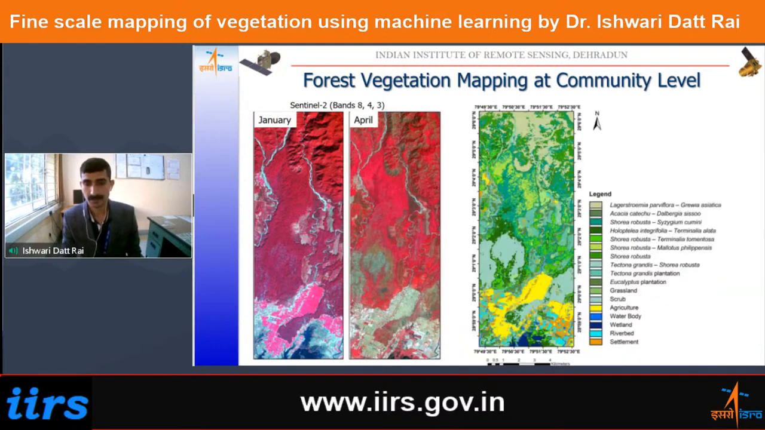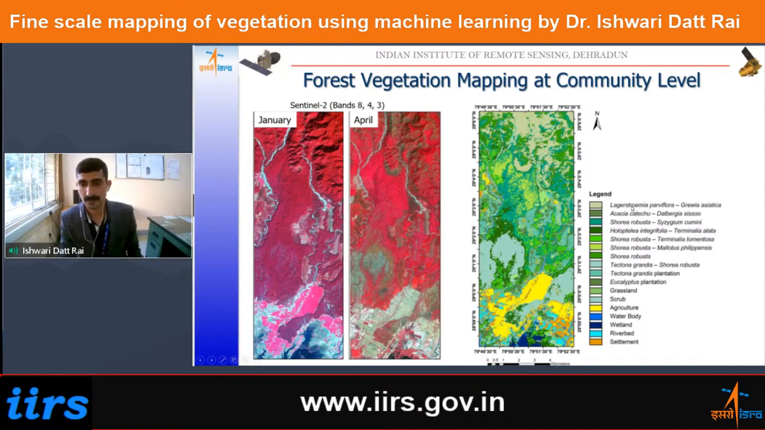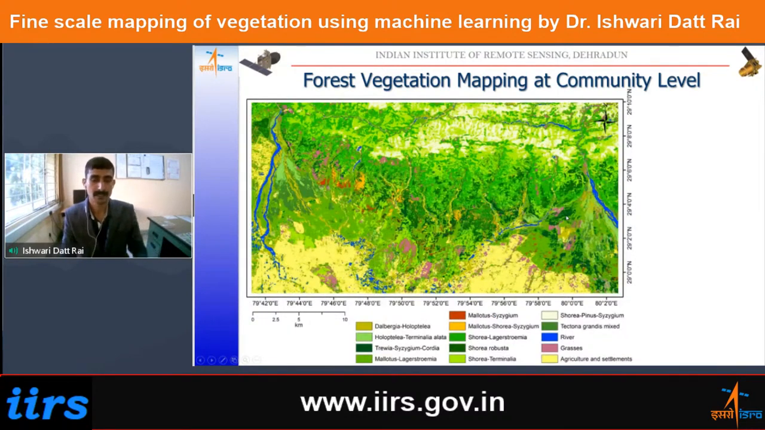This is one example generated through machine learning, the random forest classification. You can see these different communities, and the community level classification was performed for this stretch of the landscape. Later on, the experience from the small scale studies was expanded to the entire landscape in the Nandhaur area. Here you can see the landscape level vegetation type map was generated, and at least 11 or 12 vegetation communities were identified and mapped with very high accuracy.